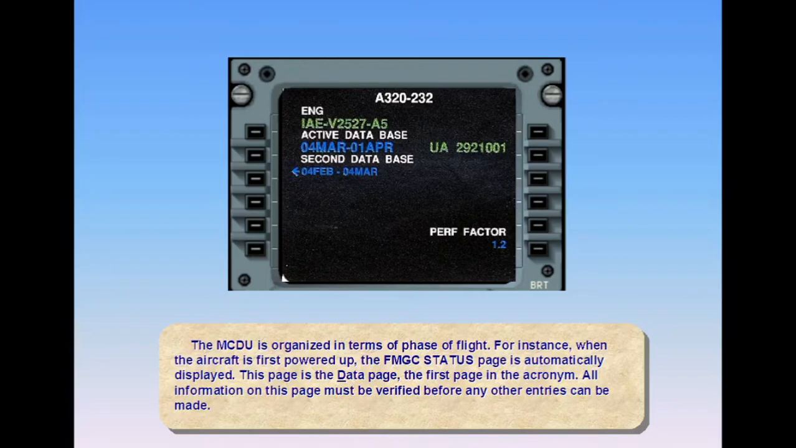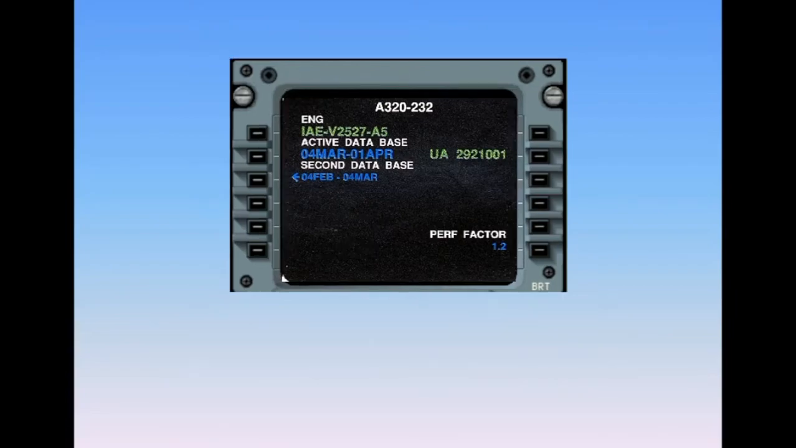Items that need to be checked include the type of aircraft, the engines used, and the date of the navigation database. Notice the color coding. White indicates a title or a label. Blue indicates a modifiable value. Green indicates a value which cannot be modified. There are other colors which will be explained as we encounter them. This color coding is used throughout the MCDU.